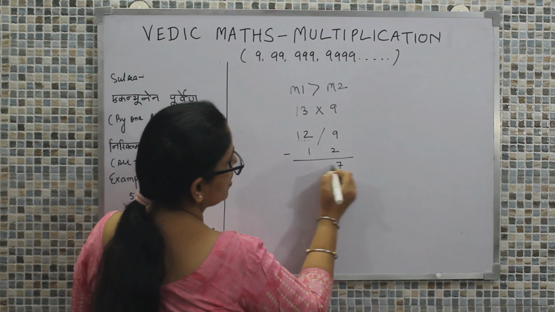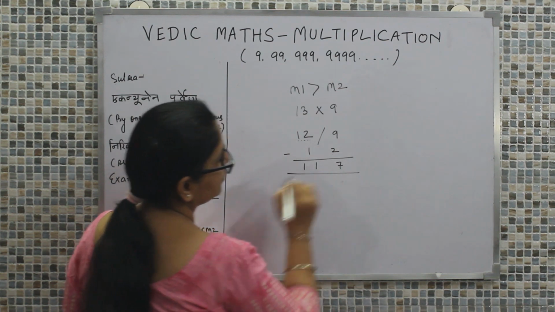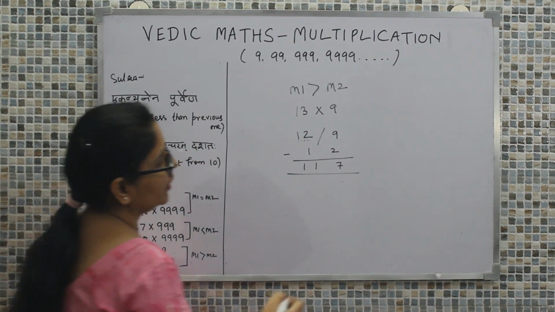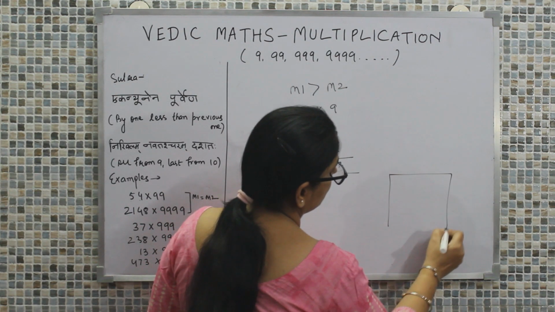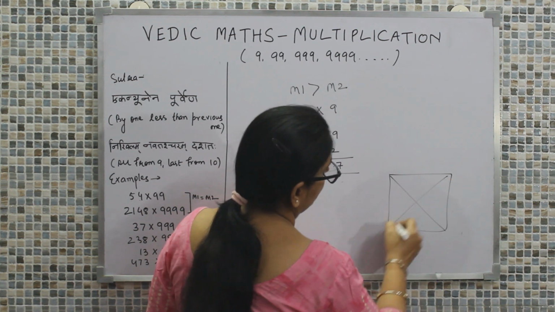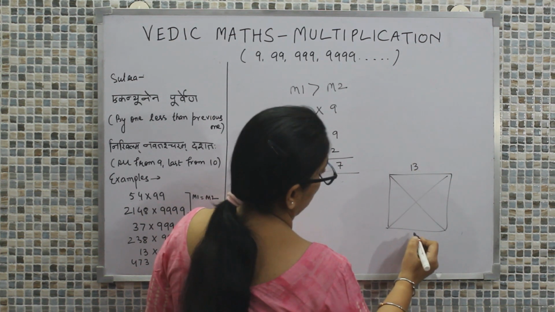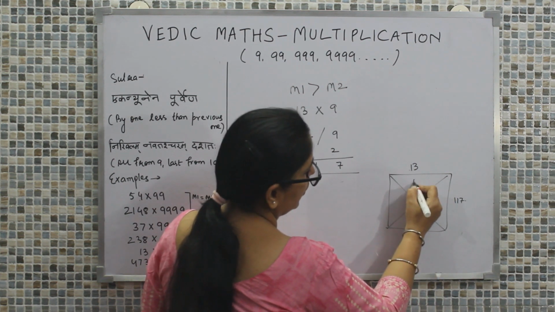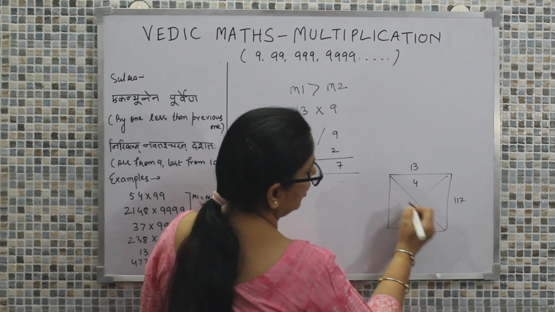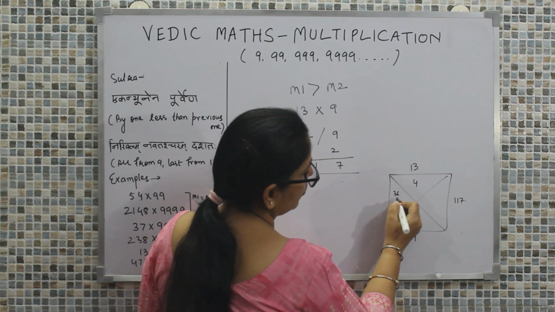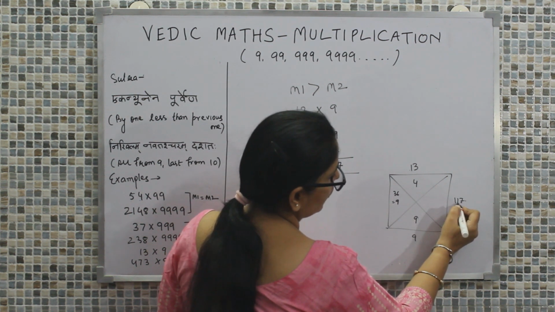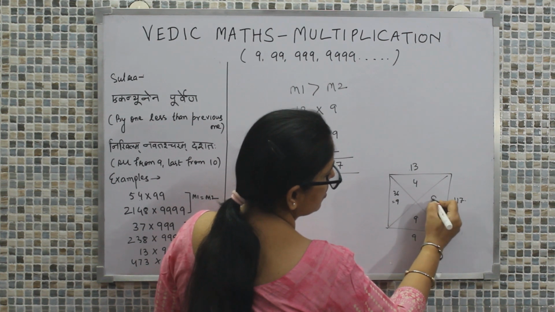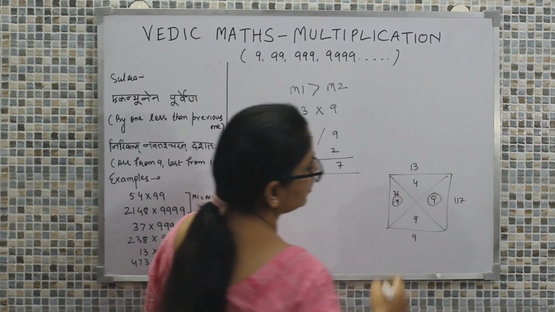9 minus 2 is 7. 1, 1. Verify the answer. 13 times 9 is 117. 3 plus 1 is 4, 4 times 9. 9 4s are 36, 3 plus 6 is 9. 7 plus 8, 8 plus 1 is 9. The answer is perfectly fine.